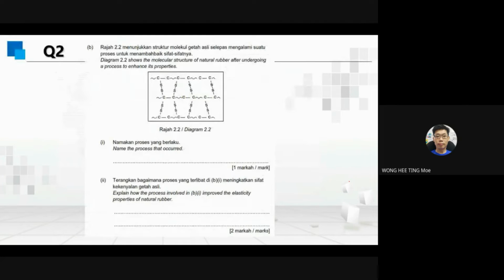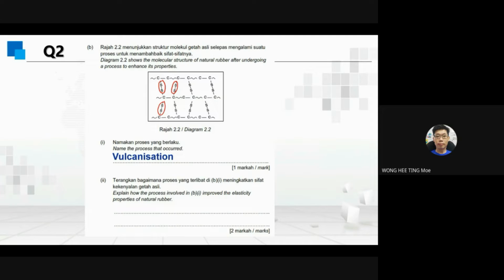Now we look into question B. The diagram shows the molecular structure for natural rubber after undergoing a process to enhance its property. If you see all these sulfur, double sulfur like this, we call this the disulfur linkage, right? So what is the process? Vulcanization. Explain how the process of vulcanization improves the elasticity properties of the natural rubber.